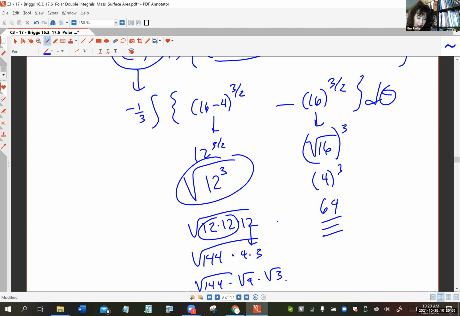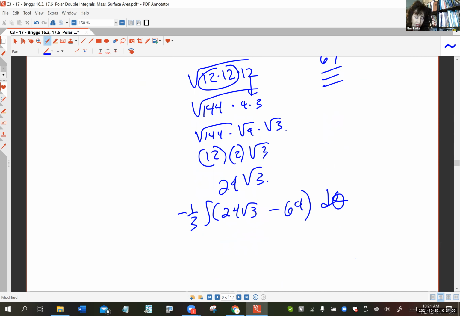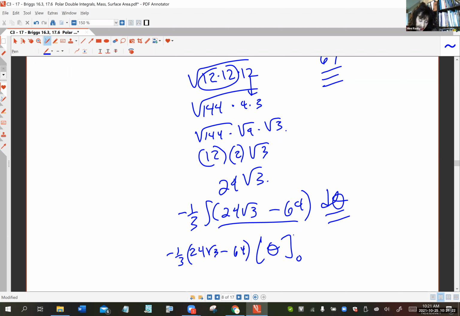Okay, so what do we have? We have this yucky number, 24 square root of 3 minus 64. It's just a constant. And now we're still integrating because we still have to integrate with respect to theta. The antiderivative of a constant with respect to theta is just going to be the constant. I'm going to pull the constant out here, times theta. And theta is going to go from 0 to 2 pi.